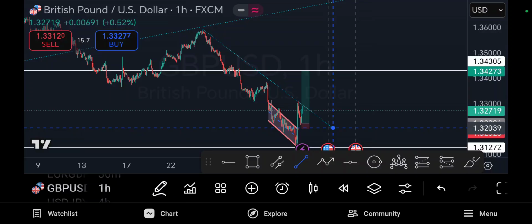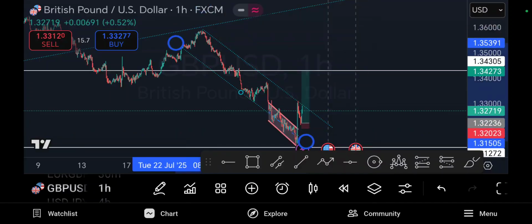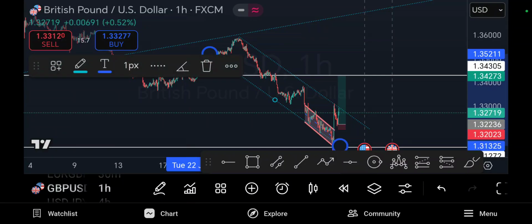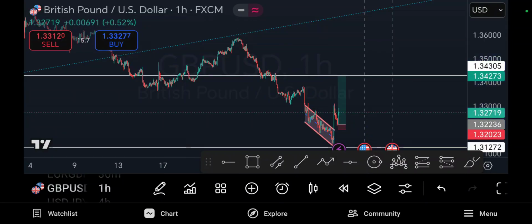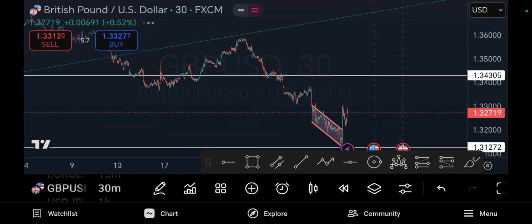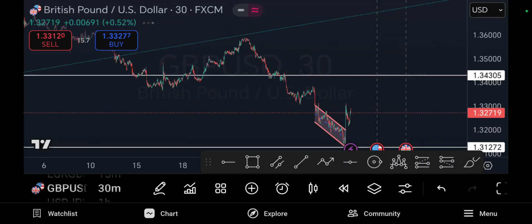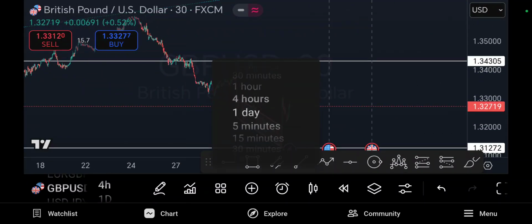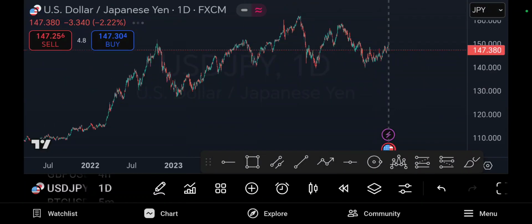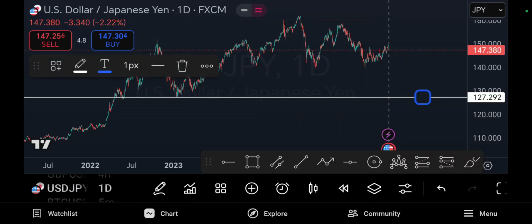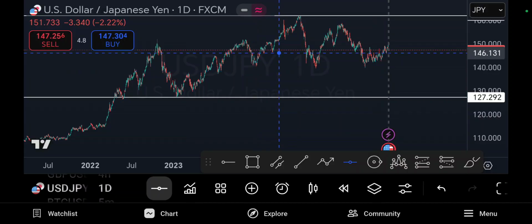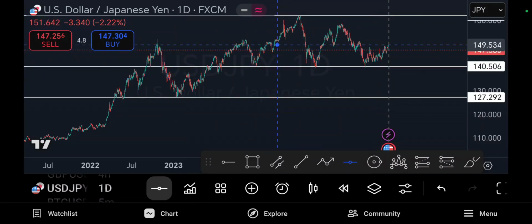See, this is the 1 hour, and that's about it on GBP USD. There's nothing more. USD JPY now. USD JPY, nice. Okay, we'll just focus on this low and this high. Mark out our zones.